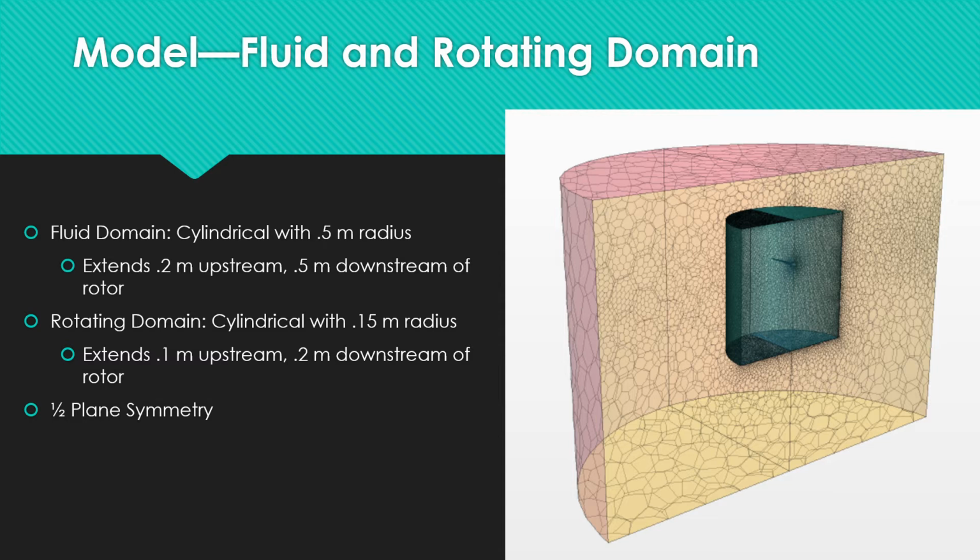In addition, a domain was modeled to simulate fluid rotating directly due to the rotation of the rotor. It was modeled as a 0.15 meter radius cylinder, extending 0.1 meters upstream of the rotor and 0.2 meters downstream of the rotor. All three models were imported as parts with medium tessellation densities and subtracted to create a fluid domain minus rotation domain part and a rotation domain minus rotor part, shown to the right.